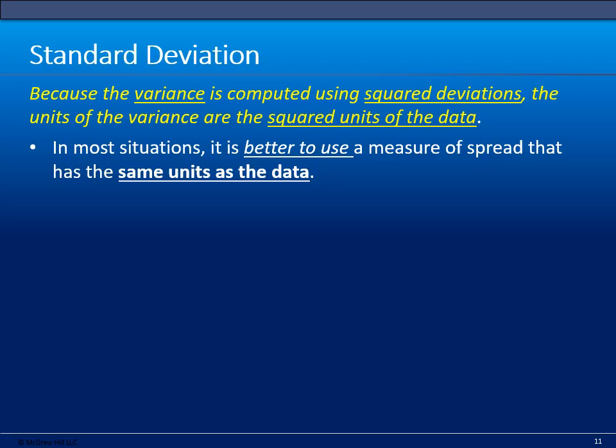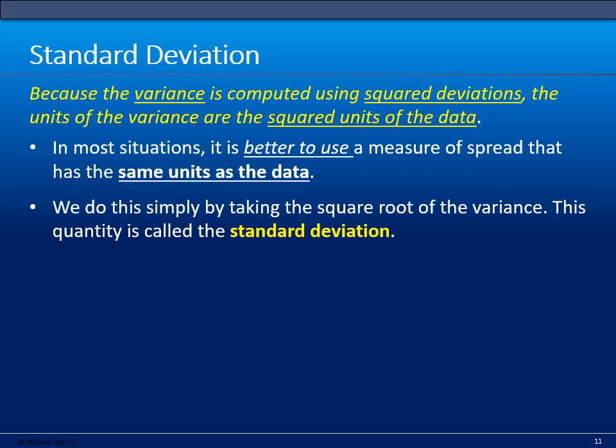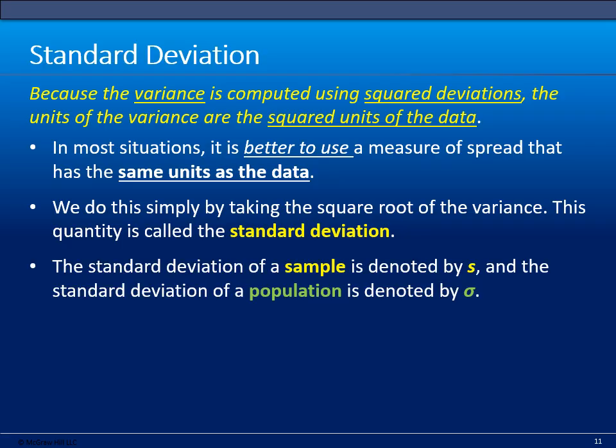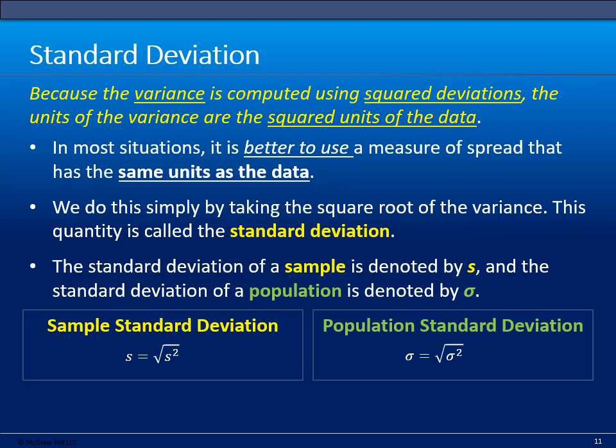So it's generally a good idea to have the measure of spread the same unit as the data, and we do this simply by taking the square root of that variance, and this quantity in either case is called the standard deviation. So again, we have the same units. The standard deviation of a sample is denoted by lowercase s, and the standard deviation of a population is denoted by lowercase Greek letter sigma.